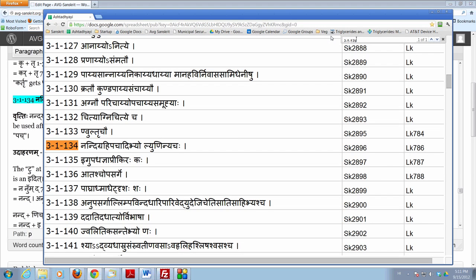So Nandi, etc. verbal roots may take the affix Liu. Then the Grahi, etc. verbal roots may take the affix Nini, and the Pach, etc. verbal roots may take the affix Acha.